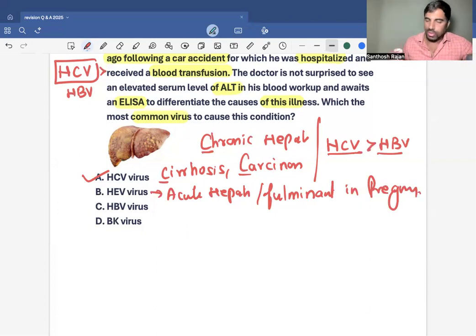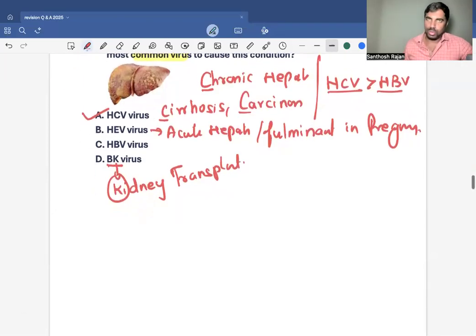Okay, that's it. Hepatitis B virus, you know. BK is usually K for kidney transplant. BK virus usually occurs in the kidney transplant patient, where the kidneys are affected. That's it. Nothing much there.